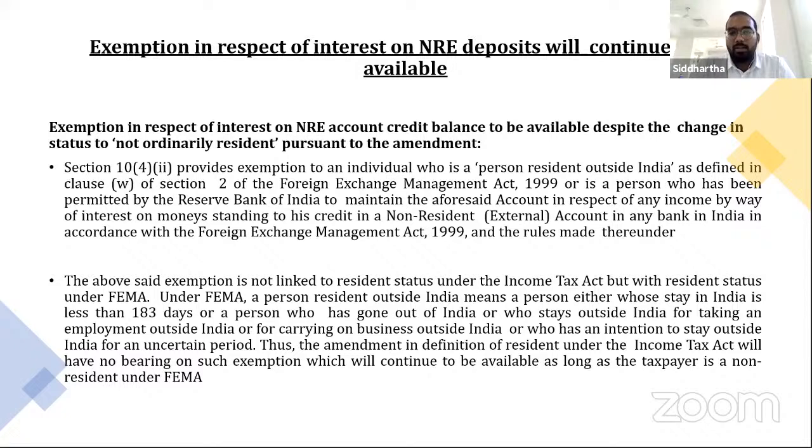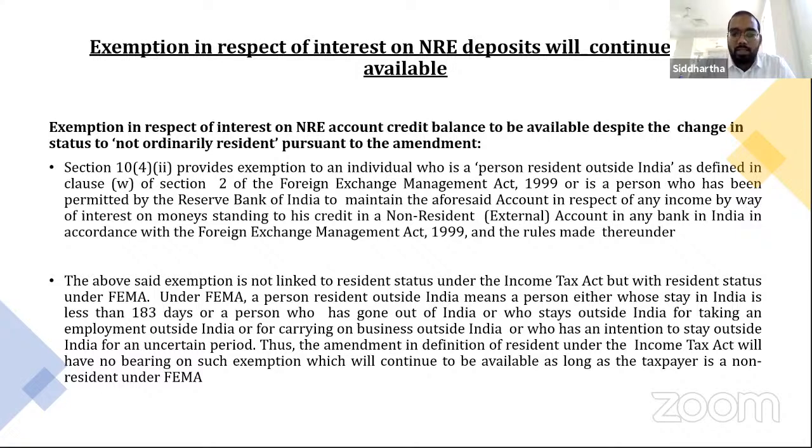So as I mentioned earlier, in case of interest from NRI account, the exemption is still available pursuant to this amendment also. Even if you become non-ordinary resident, interest from NRI account would still be exempt in your case, since the exemption is provided in section 10, clause 4, sub-clause 2, which provides exemption for interest from NRI account based on your residential status as per FEMA.